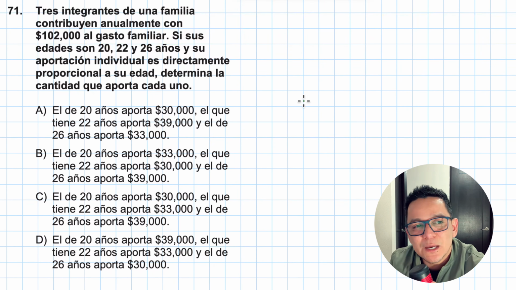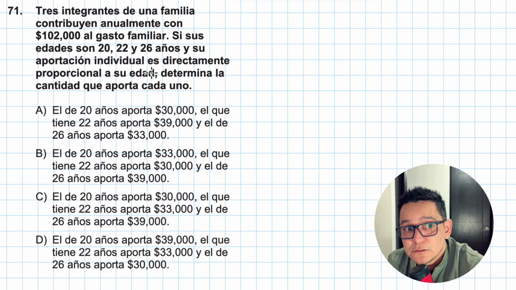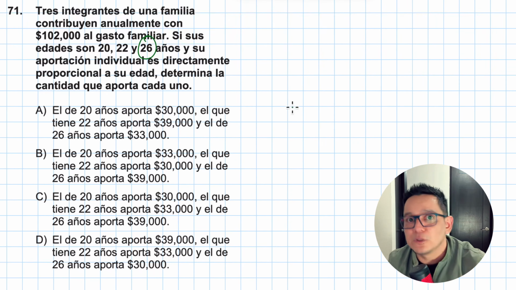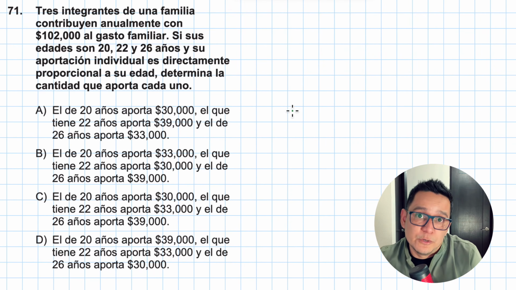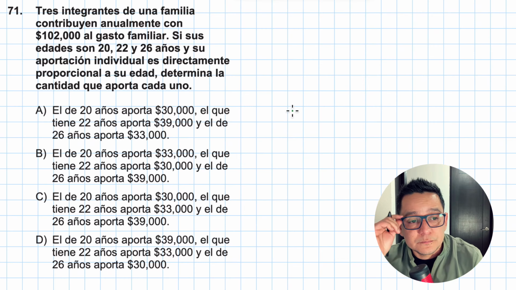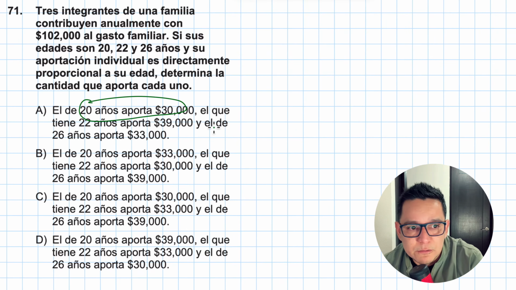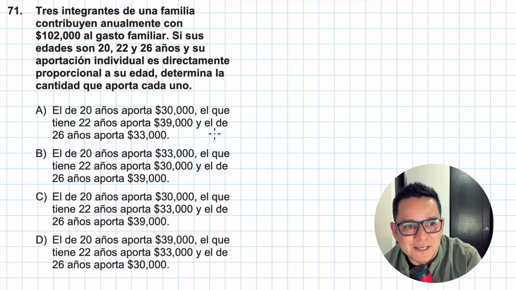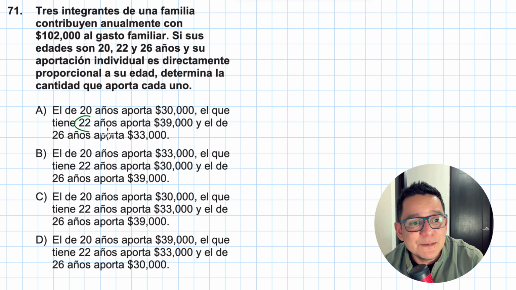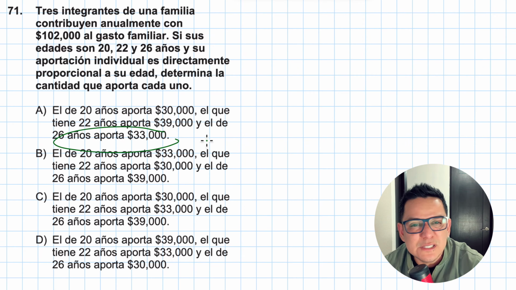If it's telling you that they're going to contribute in proportion to their age, it means that the one who is 20 will contribute less, and the one who is 26 will contribute more. We agree because it's supposed to be proportional to their age. Now let's check the answers. It says the 20-year-old contributes 30,000. Well, we don't have any reference yet. Let's continue. The 22-year-old contributes 39,000. Okay, but then it says the 26-year-old contributes 33,000.